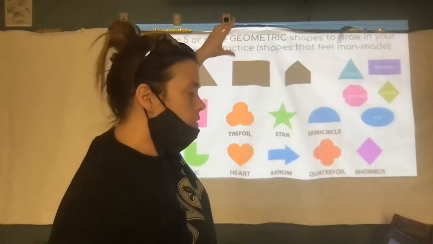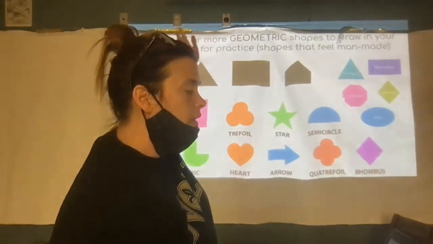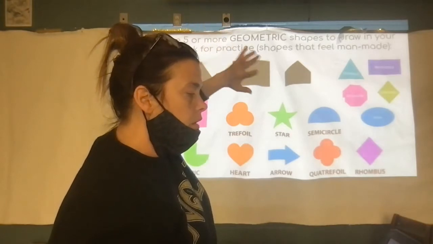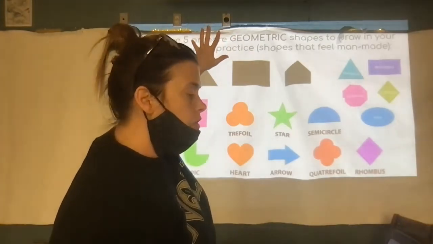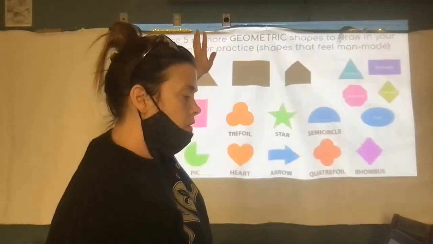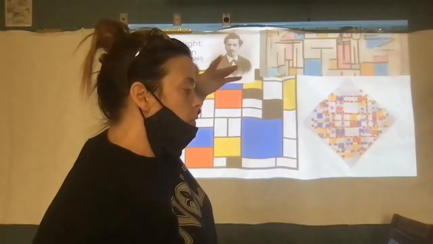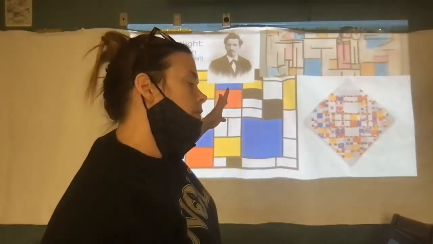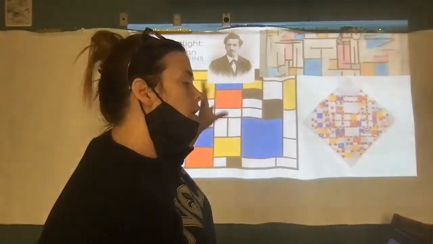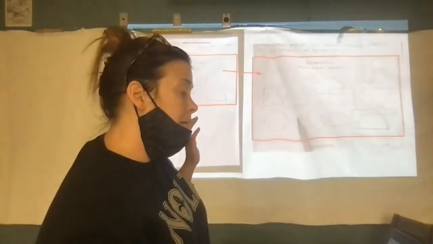Let's go back. So geometric, we know, is circle, triangle, rectangle, oval, but there's also hearts and arrows and man-made type of shapes. Just kind of going through this PowerPoint, I threw in Piet Mondrian. He did all these paintings basically with basic shape and basic color. You probably maybe have heard of him.